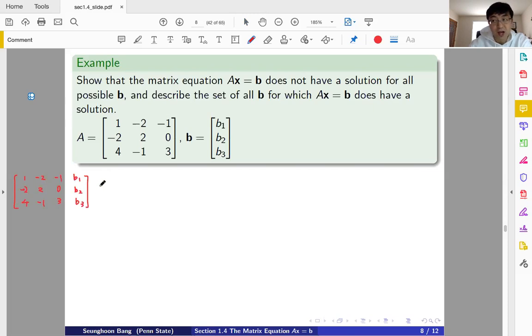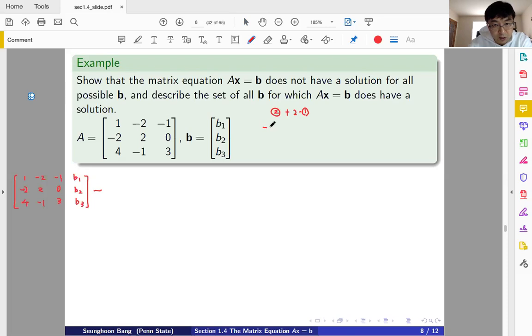So we can use echelon form. You can change this using elementary row operations. First, this is the first row and the second row. How can you eliminate the negative 2? This is the second row, second row plus 2 times first row.